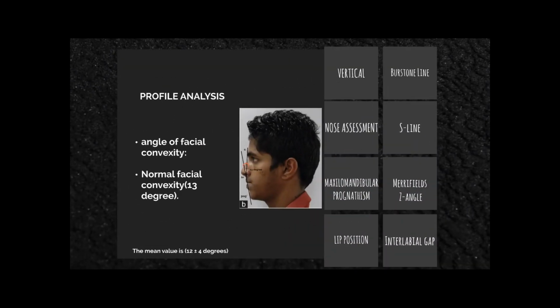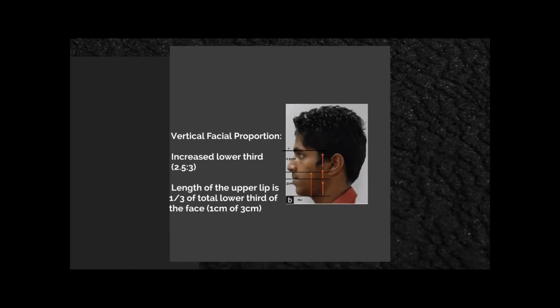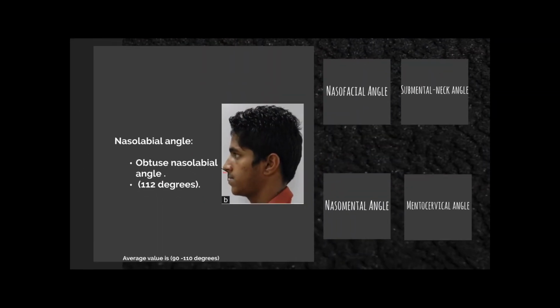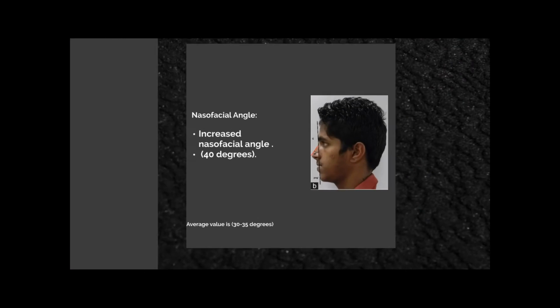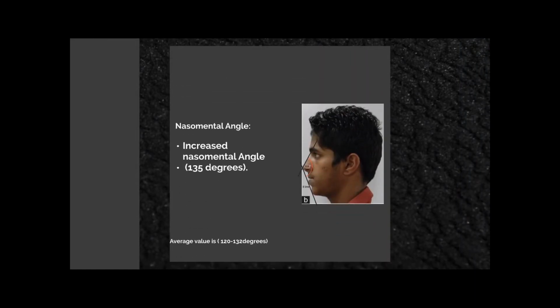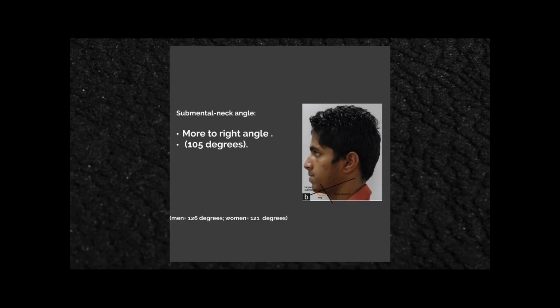In the profile analysis, the angle of facial convexity is normal, within the mean value, it's 13 degrees. In vertical analysis, the lower facial height is increased and the length of the upper lip is proportioned with the length of the lower lip. Nasolabial angle is obtuse, more than 110, it's 112. The nasofacial angle is increased, 40 degrees, which is more than the normal value. Increased nasomental angle 135, and decreased mentocervical angle 100 degrees.